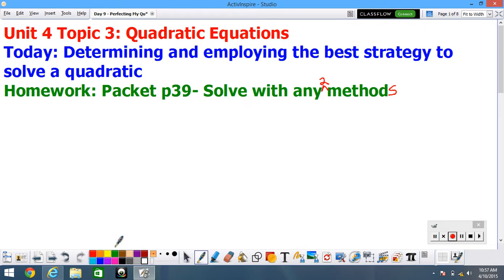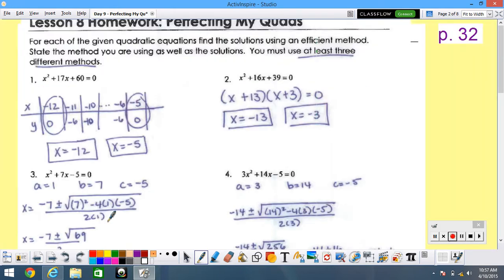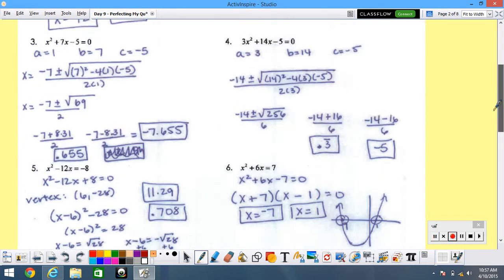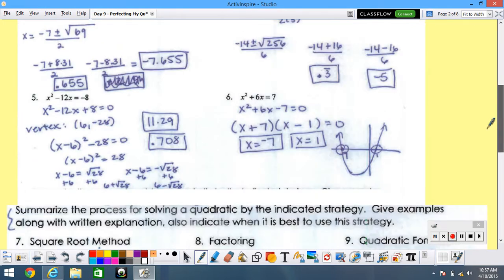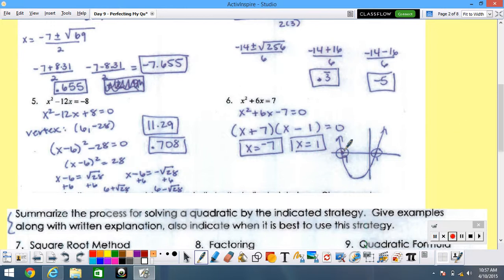So here we go. The first thing we're going to do is take a quick look at last night's homework, page 32. I've got the answers here. You can see like this one I factored, this one I used the table, quadratic formula. Some of my graphs, I'm not a huge fan of graphing because it's kind of hard to see. Here I use square roots.